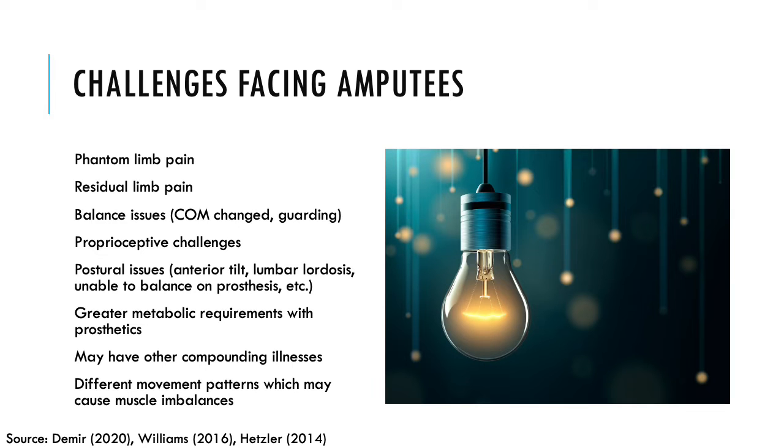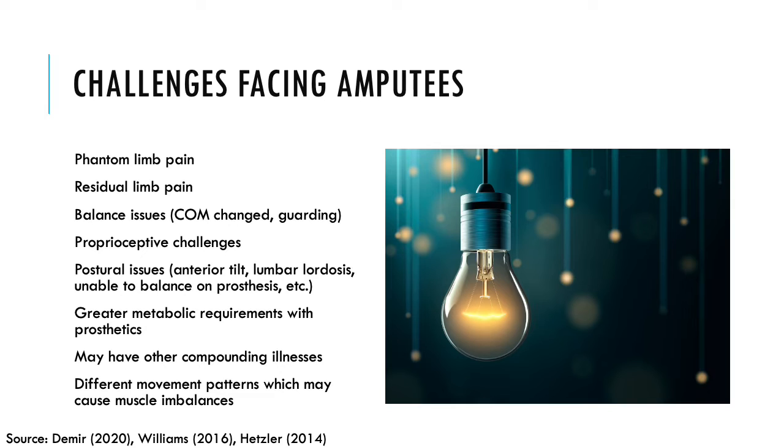So what are some challenges facing amputees? Well, first of all, there's phantom limb pain, and this is the sensation as if they still have that portion of the limb and as if it's in pain. It can be very excruciating, even though it's not a physiological pain or injury. It still is very much real, and it happens in a majority of individuals with amputations.